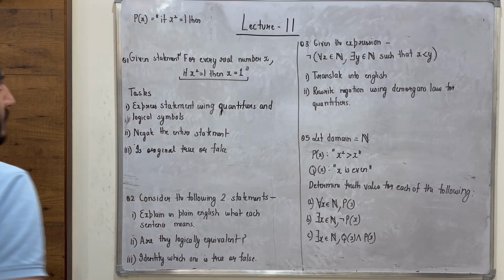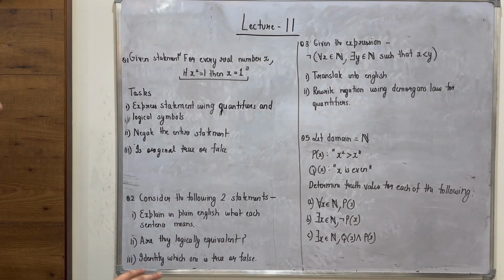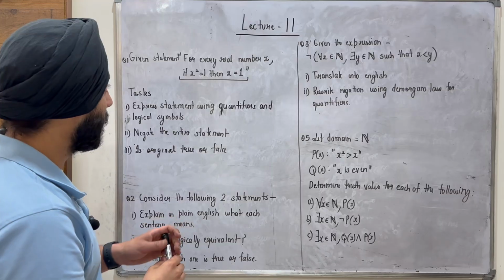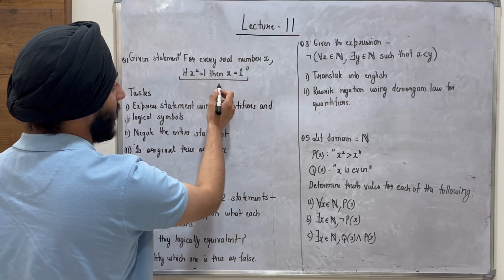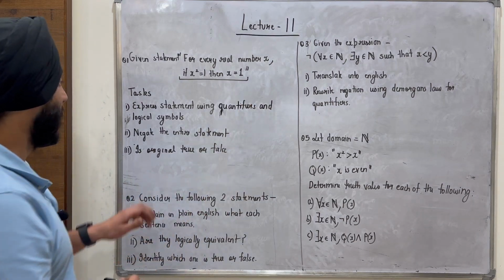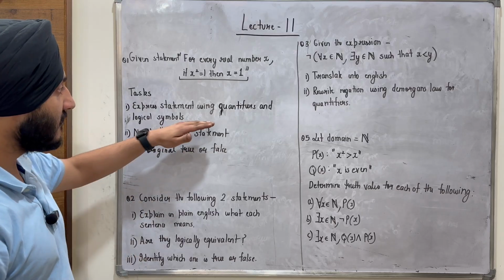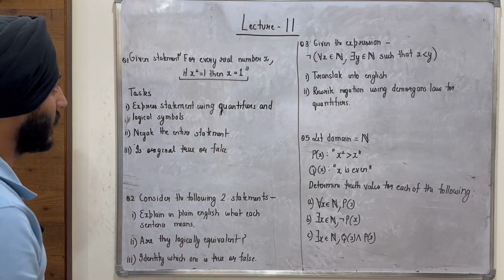Okay, so this time I gave some pretty tough questions, but I'm going to explain them in a very easy way. So I think this should be very easy to understand. Let's start with question number 1. Given the statement for every real number x, if x square equals 1, then x equals 1, you've been given some tasks that you need to do. Express the statement using quantifiers and logical symbols. So let's start with this one.